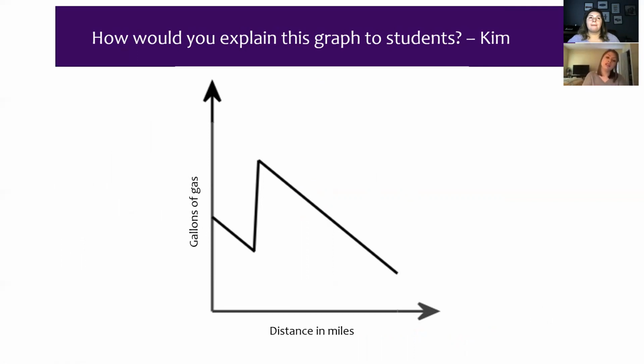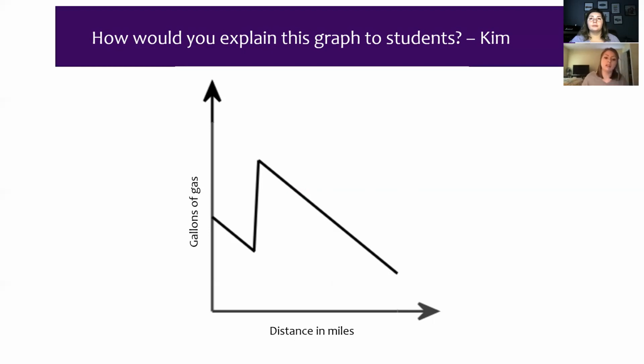Definitely agreed. So moving on to the next portion of this, how would you explain this graph to students, Kim? Starting off with what you said, labeling our X and Y axis would always be the first step. That way you know what the graph is all about. To actually understand the graph, we see that we have distance in miles, so we see the mileage that the car is driving over time. And then looking at the y-axis, we see the gallons of gas. So how much gas is being used over how many miles?